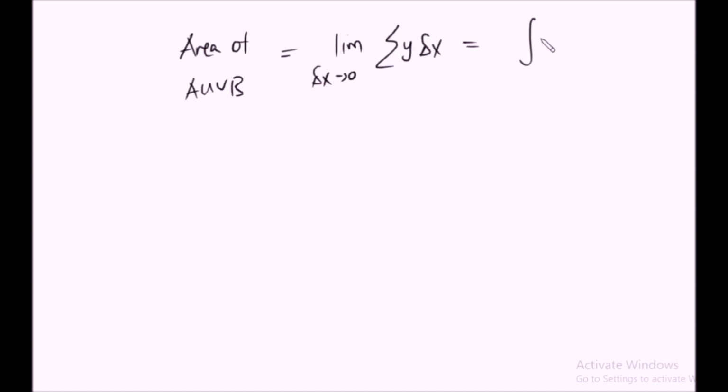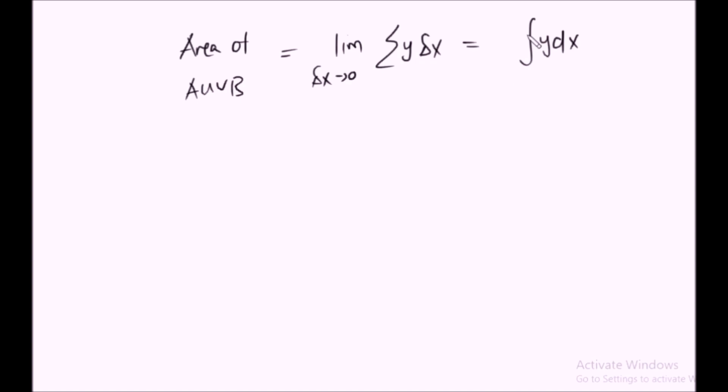So now we have seen that the area of the region AUVB is the limiting value of the sum of the areas of rectangles as the width decreases, okay? So as the width approaches 0, the sum of the areas of the rectangles approaches the area AUVB. As the width keeps decreasing, this one moves toward that one. Now this summation can be written as this, okay?